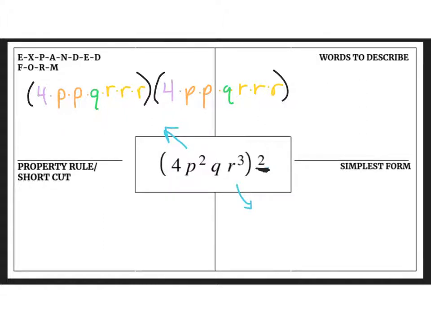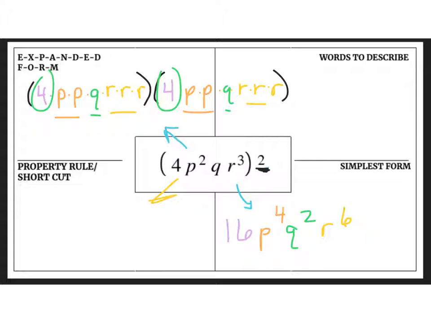Now we can simplify. So let's do the coefficients first. So 4 is multiplication, because parentheses indicate multiplication. So 4 times 4 is 16. And then how many p's do we have? Here's 2 and 2 more, so p to the 4th. And then a q and a q, so q to the 2nd power. And let's see, 3 plus 3 is 6, so r to the 6th power would be our simplified form.